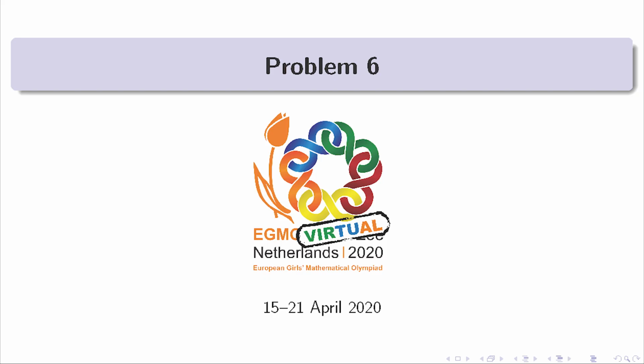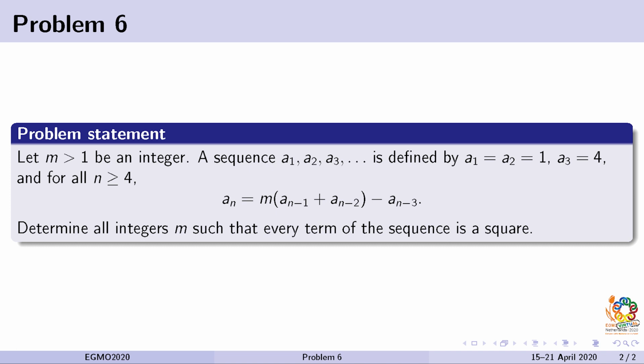Hello, here we present an alternate solution to problem 6 of EGMO 2020. The problem is to find all integers m for which the sequence whose first three terms are 1, 1 and 4, and the subsequent terms follow the recurrence relation given by this, contains only perfect squares.